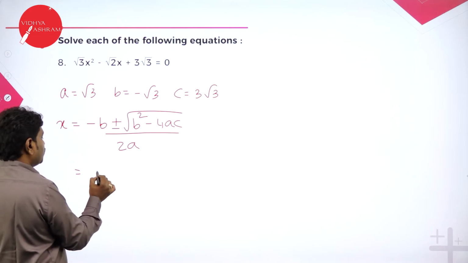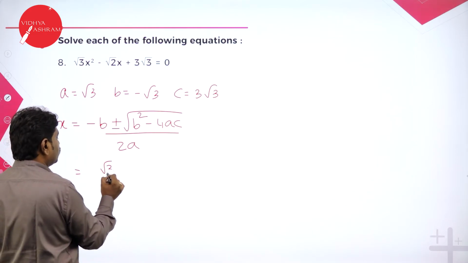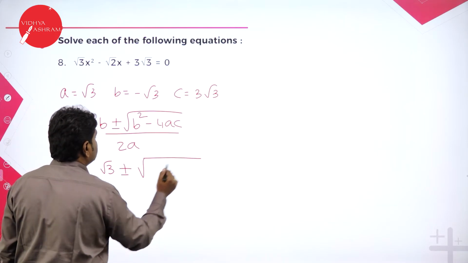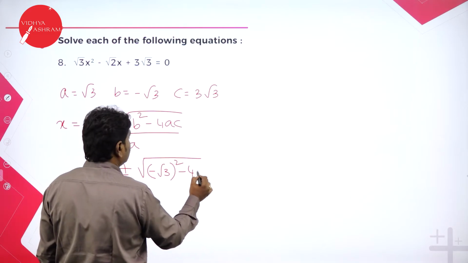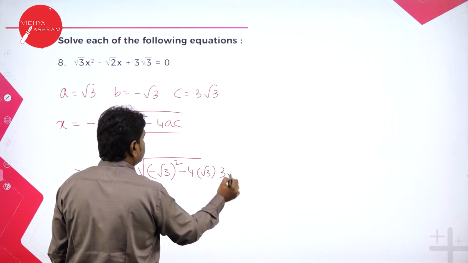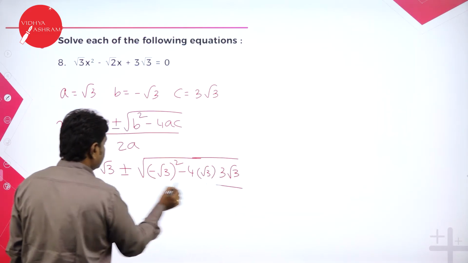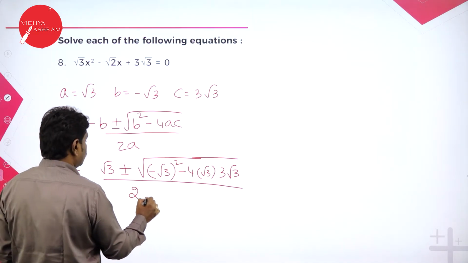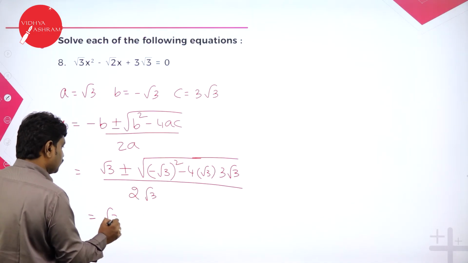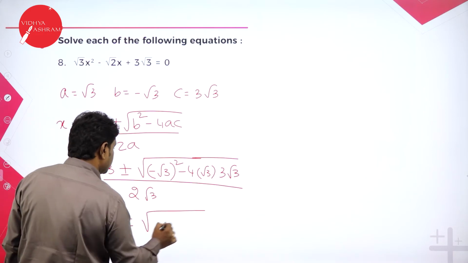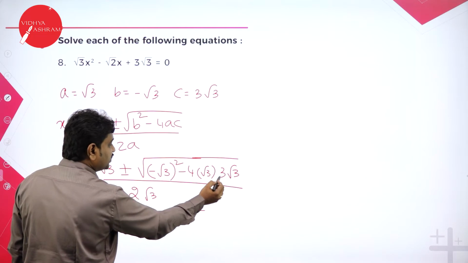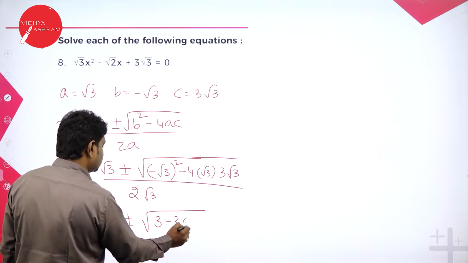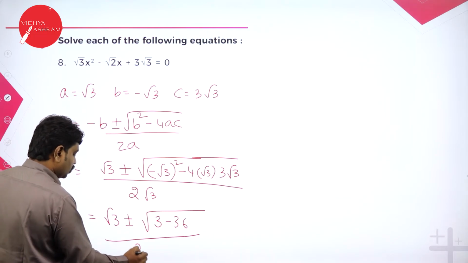So minus b means minus of minus root 3. It will become root 3 plus or minus root of b the whole square, which means minus root 3 the whole square, minus 4ac. What is a? Root 3. What is c? 3 root 3, divided by 2a. What is a? Root 3. So that is root 3 plus or minus root of 3 minus root 3 into root 3 becomes 3. 3 3s are 9, 9 4s are 36, divided by 2 root 3.